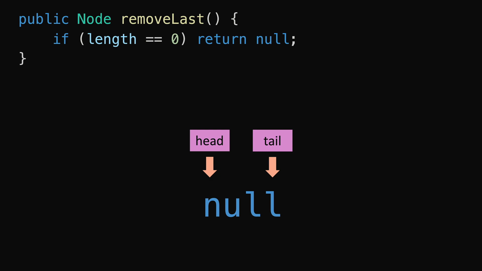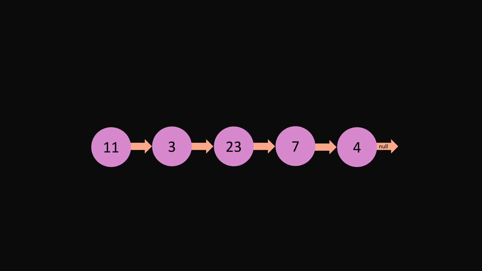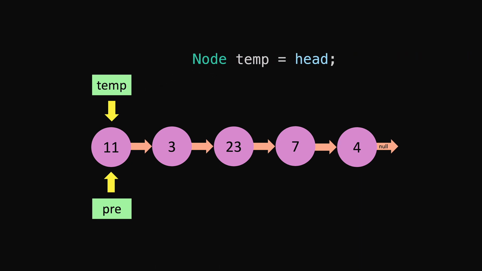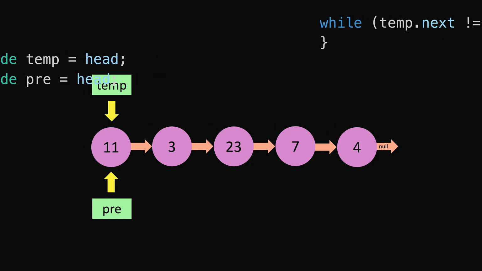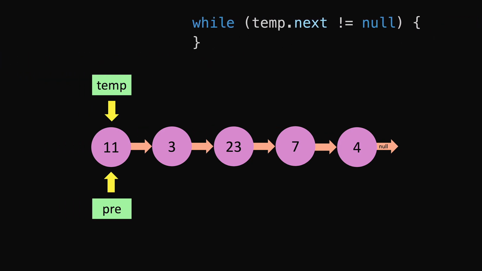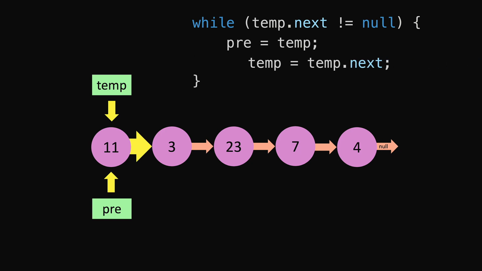So now let's write the code for when we have 2 or more nodes. And I'll bring in our variables, temp and pre, and let's go ahead and create these. We'll say node temp equals head. That points it at that node, and we'll do the same thing with pre. So now we can build our while loop. So we'll say while temp.next is not equal to null, we'll set pre to be equal to temp, which it already is in the first iteration. And then we'll say that temp is equal to temp.next.